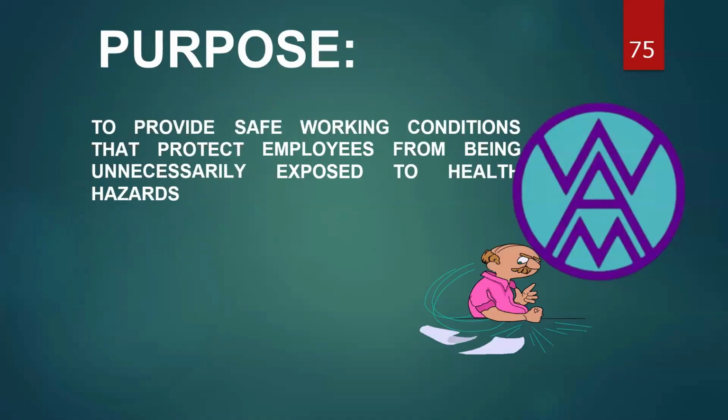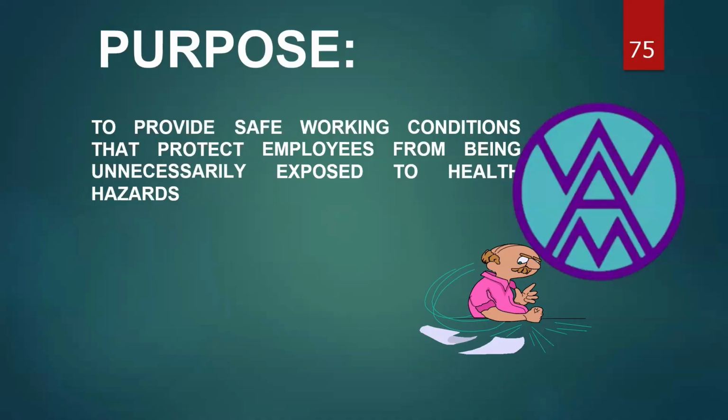To provide safe working conditions, the purpose is to provide safe conditions that protect employees from being unnecessarily exposed to health hazards. I have told you before, the safety which we do in our occupation, that's occupational health and safety. And OSHA requires that the worker should not be exposed to unnecessary hazards, such as the hazards we have discussed, like AIDS and hepatitis B and hepatitis C. These are the bloodborne pathogens.